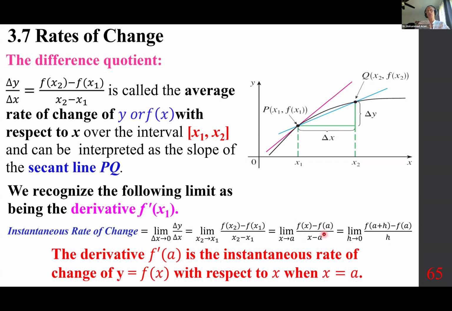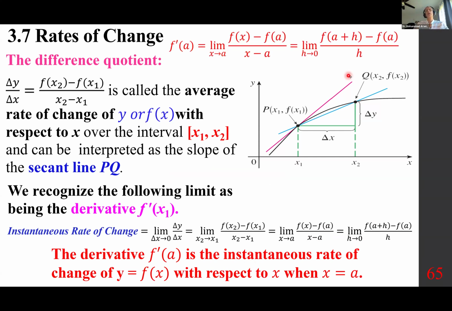This is another format. We've seen all these formats. A limit of f(x) minus f(a) over x minus a as x approaches a. This is more popular, limit of f(a plus h) minus f(a) over h as h approaches 0. Mostly this one, when we have x, is known as the difference quotient. And of course, the derivative f prime of a is the instantaneous rate of change of y or f(x) with respect to x when x equals a.